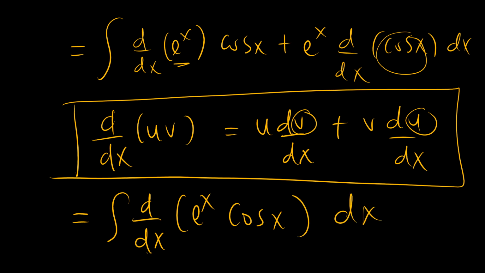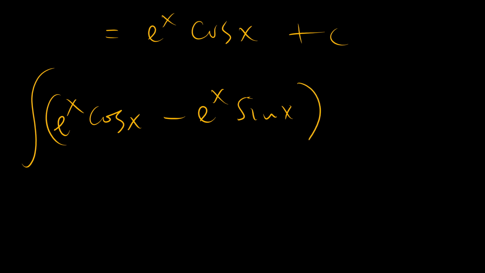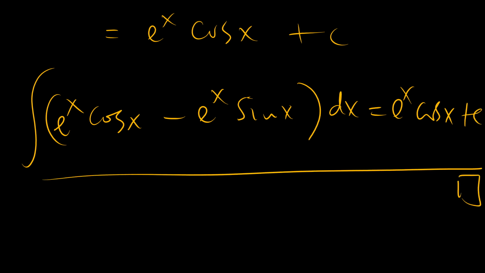Now, if we're integrating the derivative of a function, then the answer is the same as e to the x cosine x plus c, right? So in other words, the integral of e to the power x cosine x minus e to the power x sine x is the same as e to the power x cosine x plus c. That is our answer. So that's method 1.